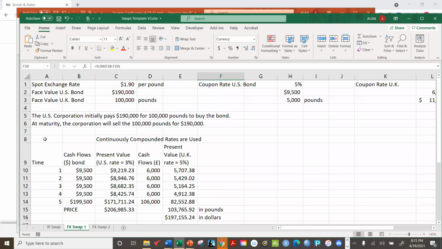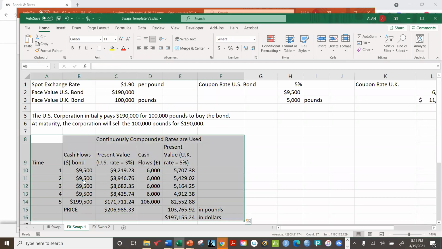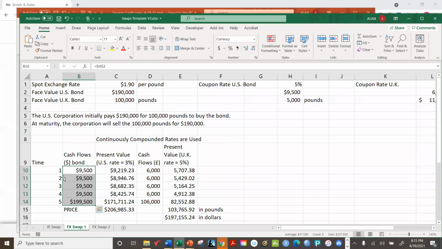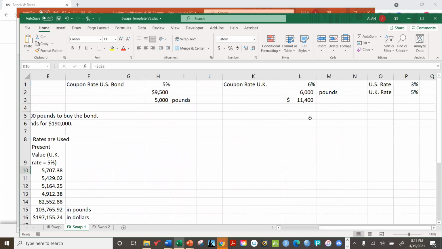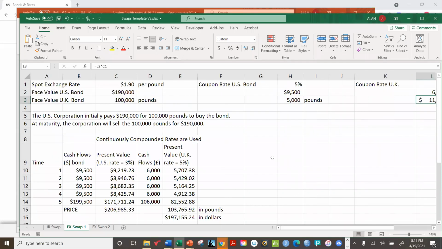All right, so ultimately this table is what we really were after. We've got two bonds: a US bond with a principal of 190,000, which it says up here, and a coupon of 5%, which gives us an annual coupon of $9,500. And the British bond has annual cash flows of £6,000 from over here, which are currently worth 11,400, and the principal of the bond is £100,000. These are the correct cash flows for the UK bond.